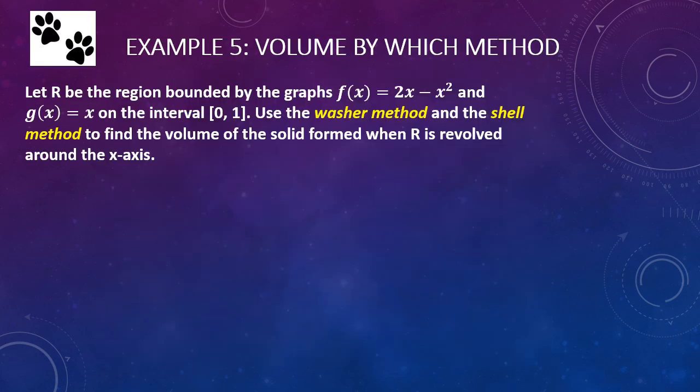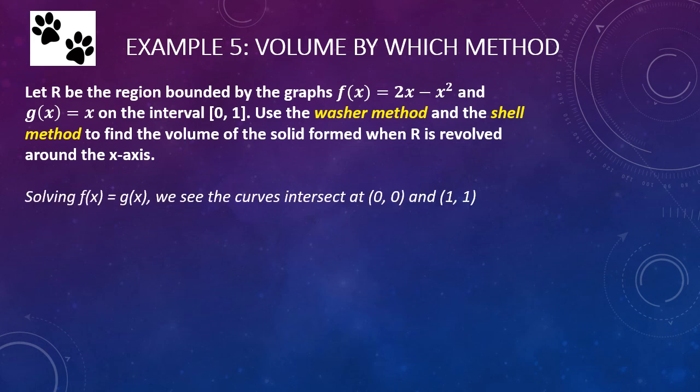So let's look at our last example, determining volume by different methods. Let R be the region bounded by the graphs f of x equals 2x minus x squared and g of x equals x on the interval 0, 1. Use the washer method and the shell method to find the volume of the solid formed when R is revolved around the x-axis. Well, the first thing we have to do is figure out where the points of intersection are so that we can figure out how the figure is bounded.